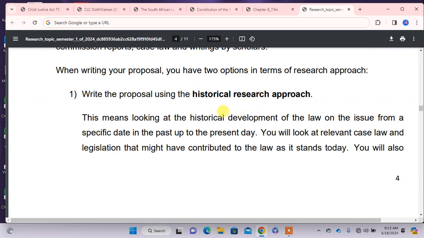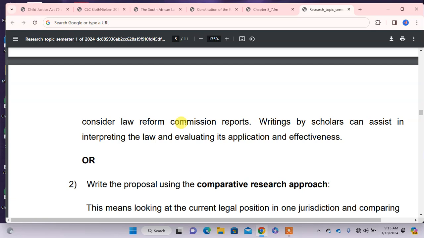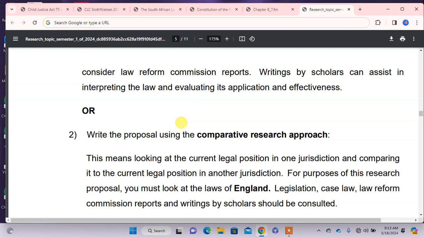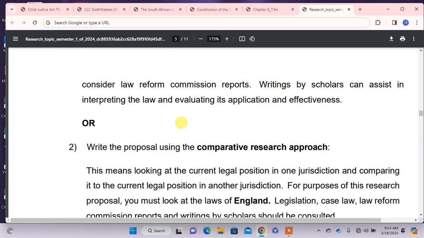In the historical research approach, you have to research the history of surrogacy and how it was adopted into our constitution, how it works, and what the parental responsibilities are under surrogacy. But when we talk about comparative, it's when you compare the law of surrogacy in South Africa with the law of another country. For example, here they have given you that you must research the law of England, which is very simple because there are a lot of websites that specialize in English law. So it will be much easier for you to find the law of England.